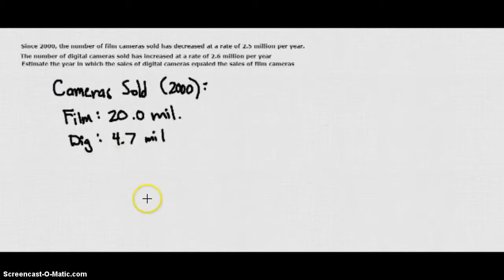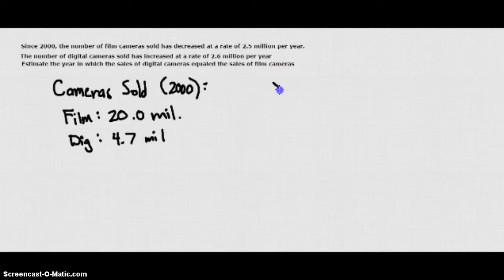Alright, so let's take a look at this word problem. We have the number of cameras sold in 2000. Film cameras, 20 million sold that year, digital cameras only 4.7 million sold. As we go into the electronic revolution, film cameras are getting more and more rare as digital cameras increase in sales. Since the year 2000, film cameras have been decreasing at a rate of 2.5 million per year, but digital camera sales have been increasing at a rate of 2.6 million per year.